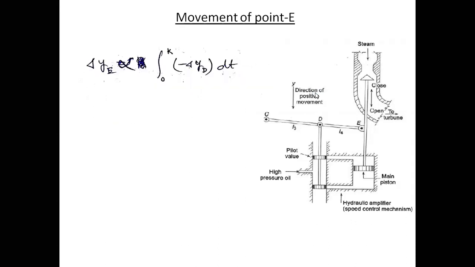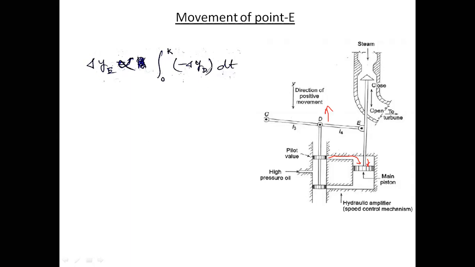Okay. Now movement of E is important. Movement of E is actually the movement of the main piston. So when D moves in the upward direction, that is in the negative direction, oil will come to the upper path to the main chamber, to the main piston, and it will give pressure to the piston in the downward direction.